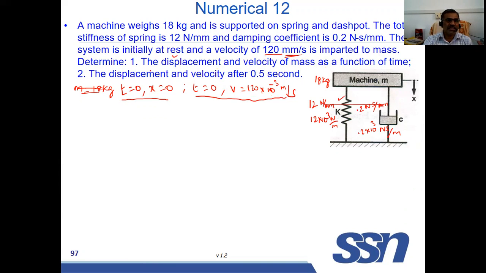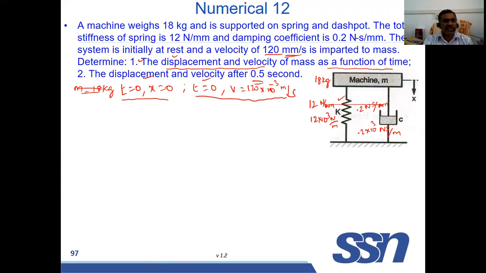Determine the displacement and velocity as a function of time. That you have to find. And at 0.5 seconds, you have to find the displacement and velocity. There are two things you need to calculate. For that, the time is given.